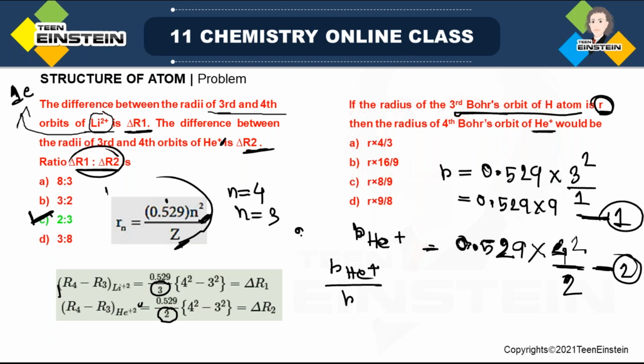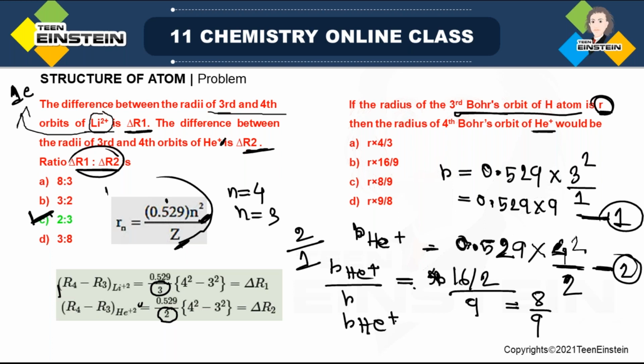So we are basically doing equation 2 divided by 1. Which parts will be cancelled? The 0.529 will be cancelled, and 4 square is 16. So 16 by 2 divided by 3 square, that is 9. After simplifying, you will see it is 8 by 9. So we can write that R He plus is equal to 8R by 9. Which option should be correct? R into 8 by 9, so option 3 is the correct option.